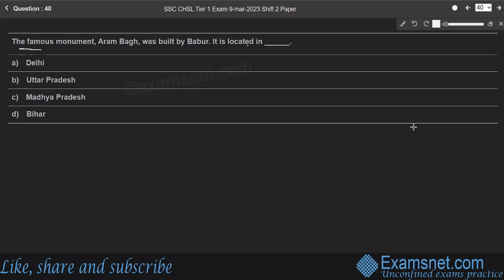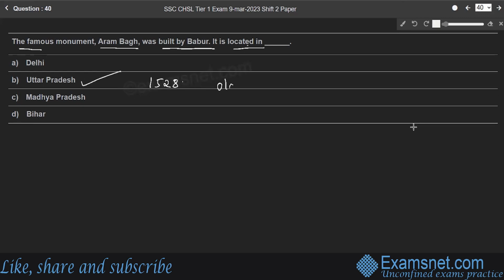Question 40. The famous monument Aram Bagh was built by Babur. It is located in. So option B, Uttar Pradesh. Aram Bagh was originally built by the Mughal Emperor Babur in 1528. Right? The Aram Bagh is the oldest Mughal garden in India.